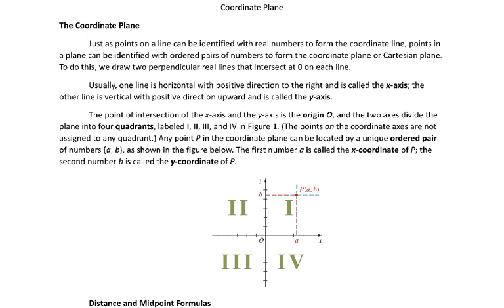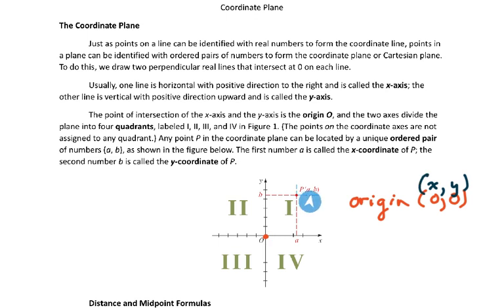We have a horizontal axis called the x-axis, a vertical axis called the y-axis, and they intersect at a point called the origin, and that has the coordinates 0, 0. The first coordinate represents the x-coordinate, and the second, the y-coordinate.